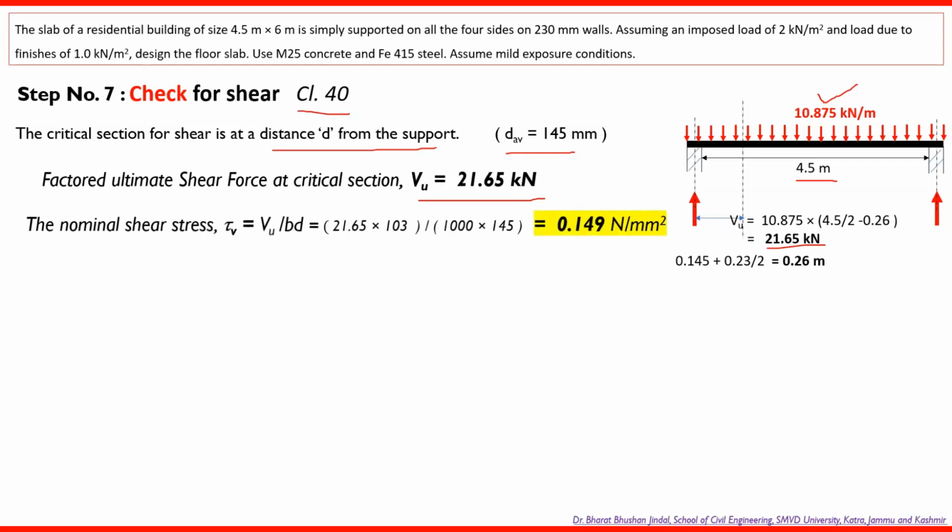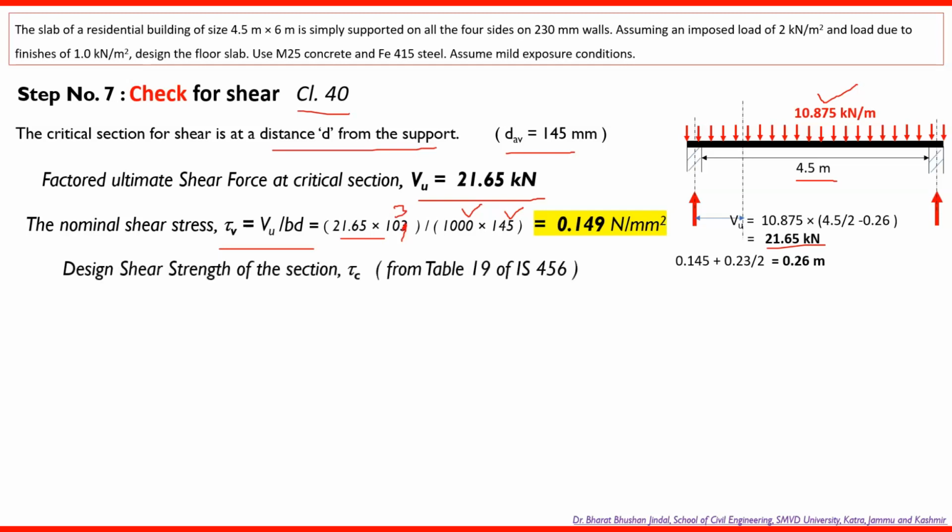And then the nominal shear stress we can work out, tau b, and here you can see that we have used depth equal to 145, width is already 1 meter, and this shear force is 21.65 times 10 raised to power 3. Here we have to raise into power 3. So ultimately it comes out to be 0.149.